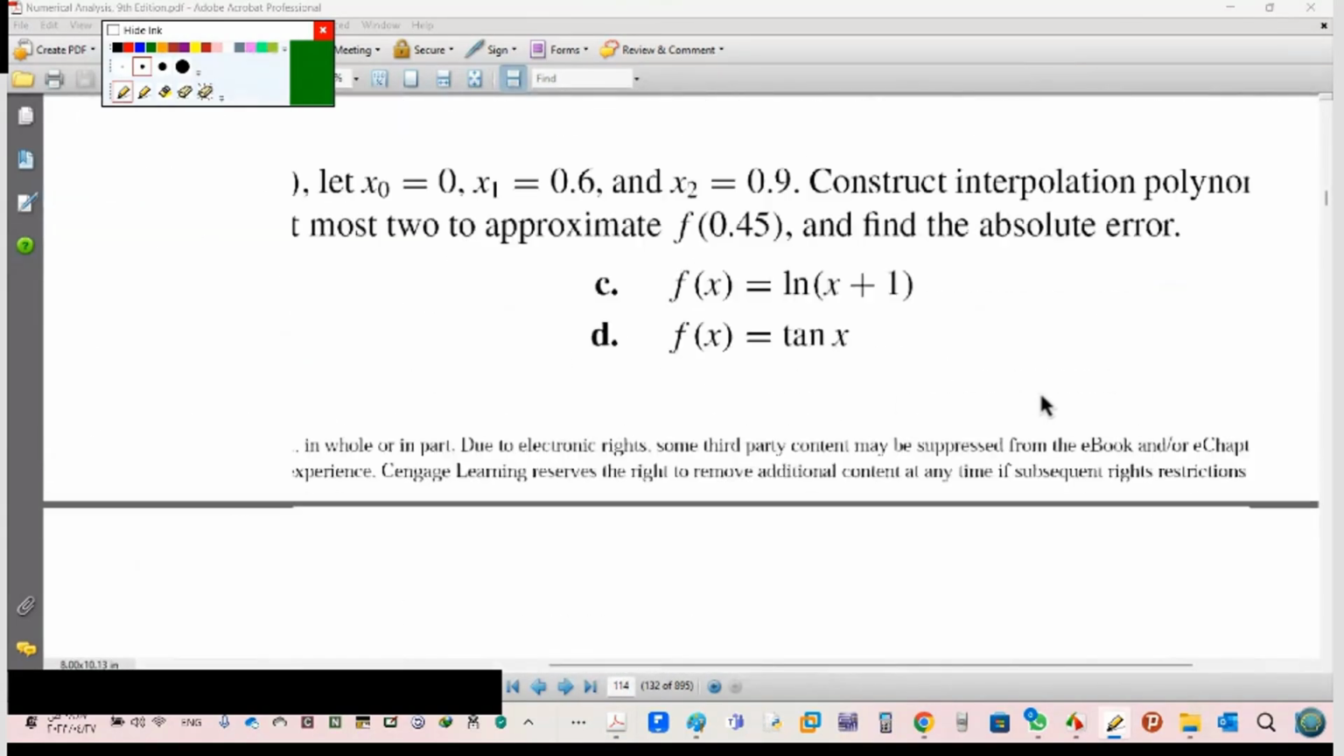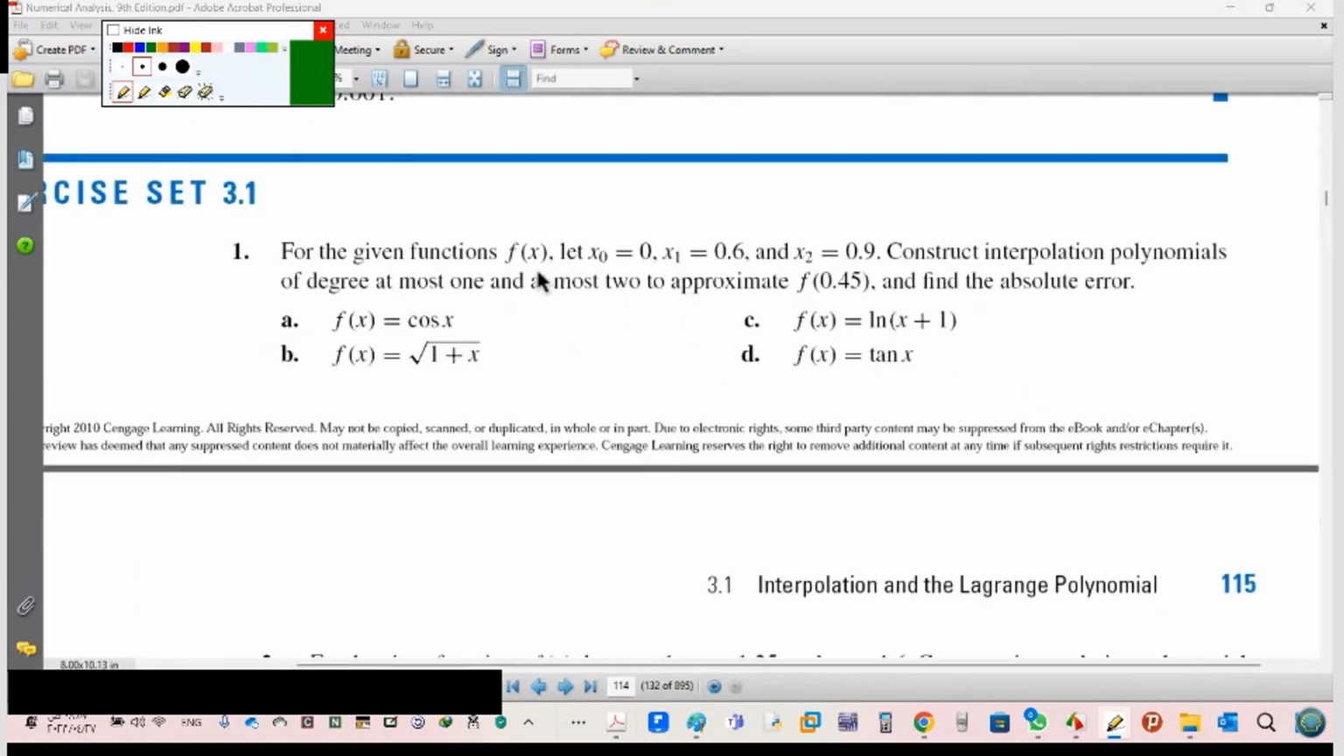Given the function, and here he gives me f(x0). x0 given, 1 given, 2 given, and he gives me also 0.45 that I need. So I have here 3 points, 0, 0.6, 0.9. I need this point here, 0.45. And he asks me to find degree 1 and degree 2. For 2, you have to select all points. For 1, this is my point, so I need 1 point before, 1 point after.